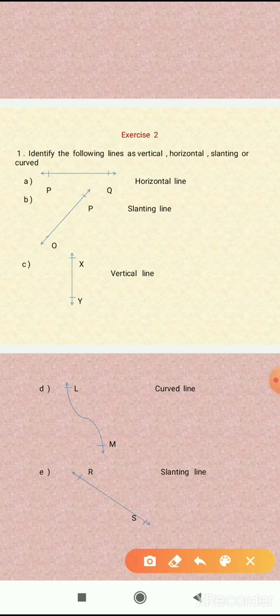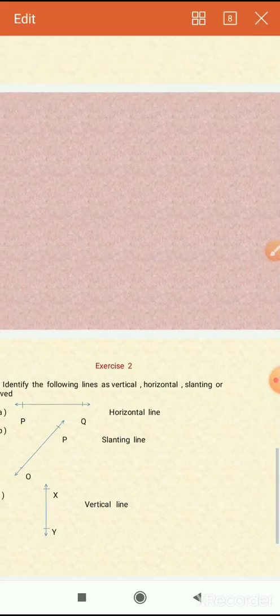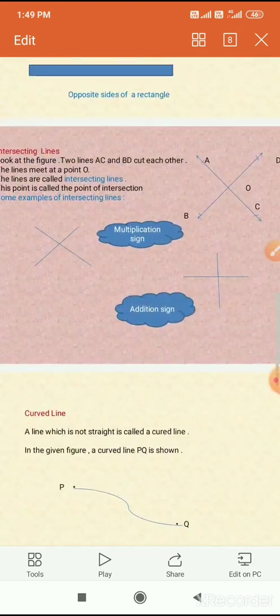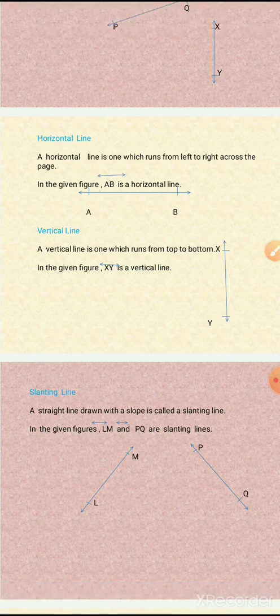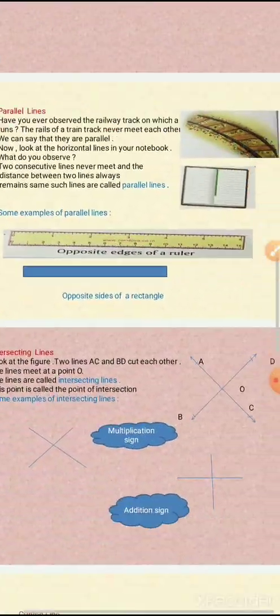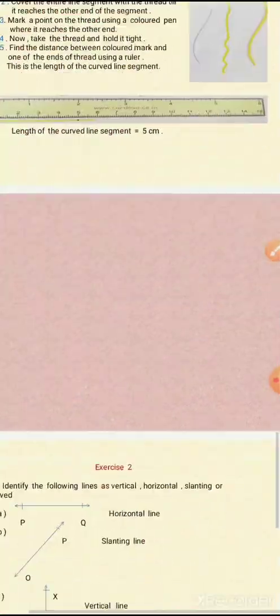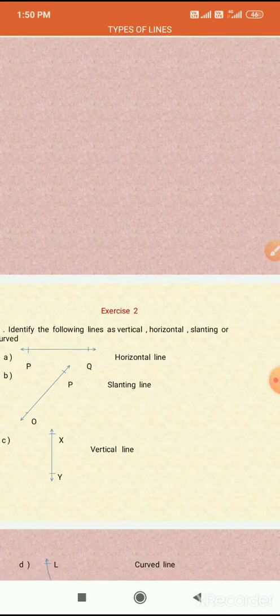So see the first figure. Look here, students. The first figure is of a horizontal line. We have learned, horizontal line means which line? A horizontal line is one which runs from left to right across the page. So our first figure is of a horizontal line.